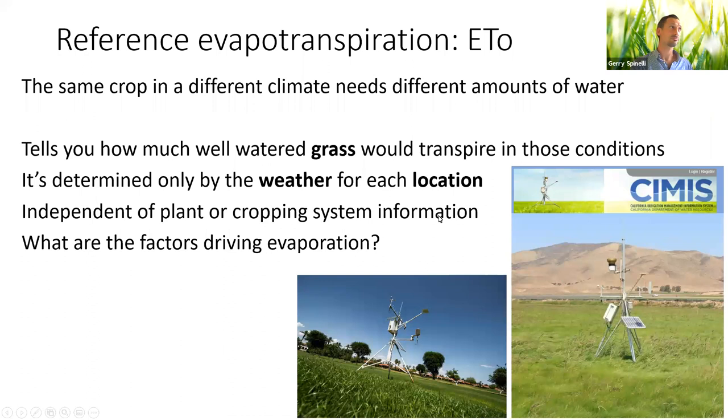So let's talk about reference evapotranspiration. It's something, as I said, that depends on the weather, and you can calculate it by measuring some weather variables with a weather station. And this is what CIMIS does. CIMIS is the California Irrigation Management and Information System, an office that originally started at Davis, and then DWR took it over. I think it started about 30 years ago. What they do is put weather stations all around the state, and you can go on their website and see a map of all these stations.